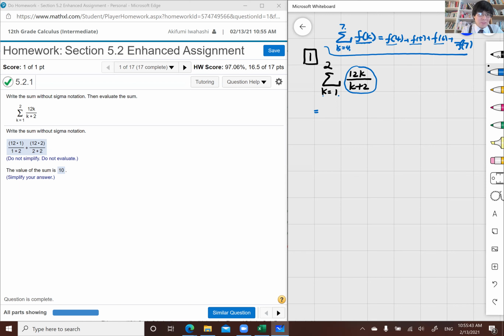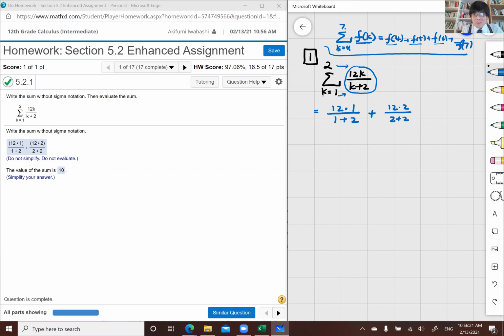So the first question is write the sum without sigma notation. Do not simplify, do not evaluate. So I simply plug in k is equal to 1 here. So when k is equal to 1, it's going to be 12 times 1 divided by 1 plus 2. So that's the first term. Second term is when k is equal to 2. Okay, so that's the last one. So it's going to be 12 times 2 divided by 2 plus 2. So if we rewrite this expression without sigma notation, it's going to be like this.